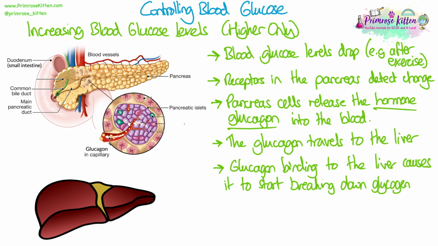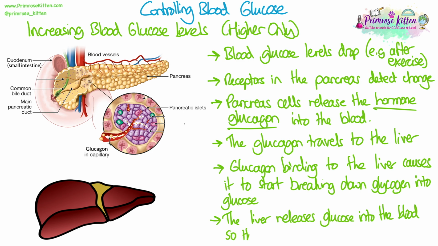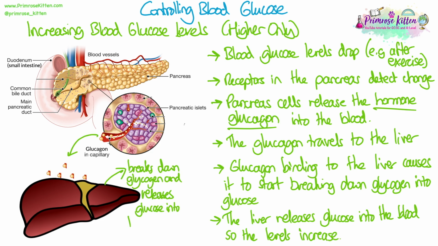So remember, insulin caused us to absorb glucose from the blood and then convert it to glycogen. This time we need to increase blood glucose levels, so we're breaking down that glycogen store into the glucose. The liver will then release that glucose into the blood, and therefore the blood glucose levels will increase. So this time we're breaking down glycogen and we're releasing glucose into the blood instead of absorbing the glucose and making the glycogen. So again, we've got our cycle.